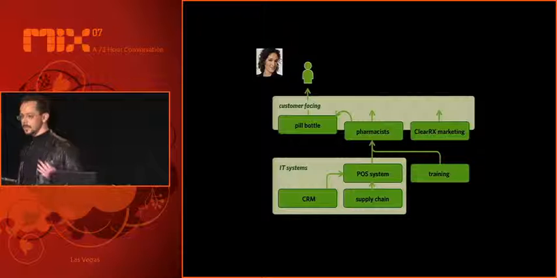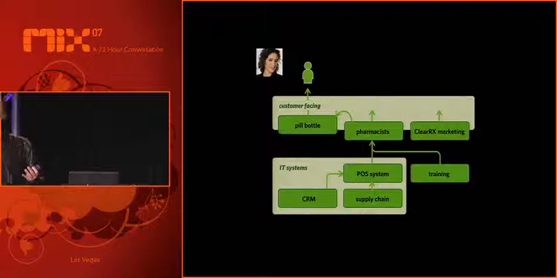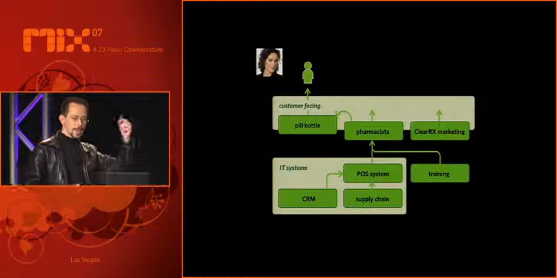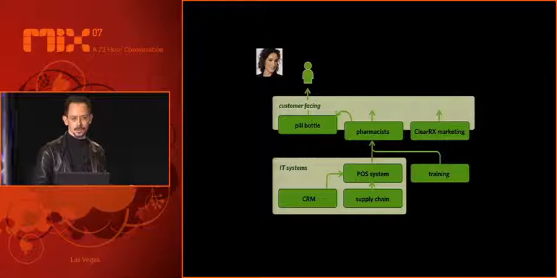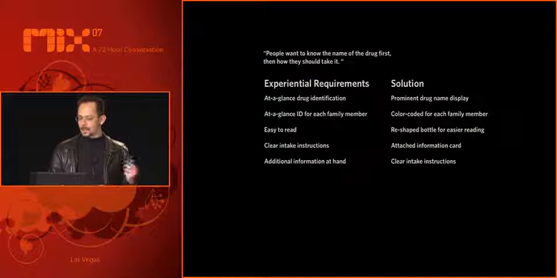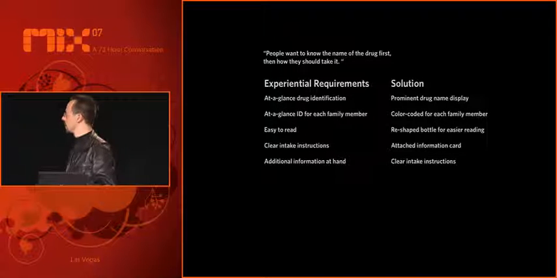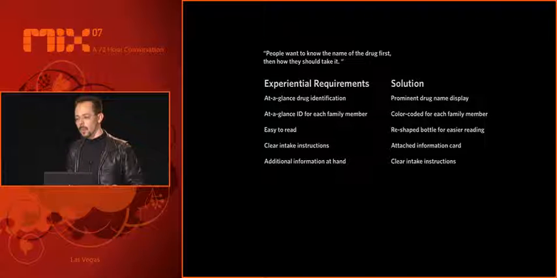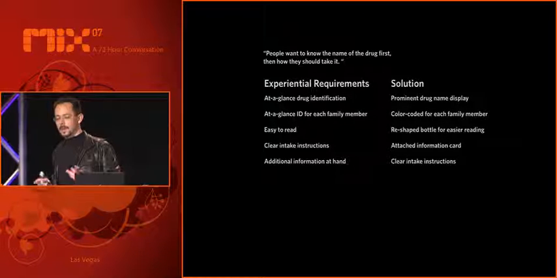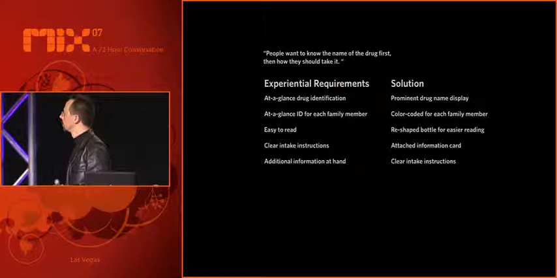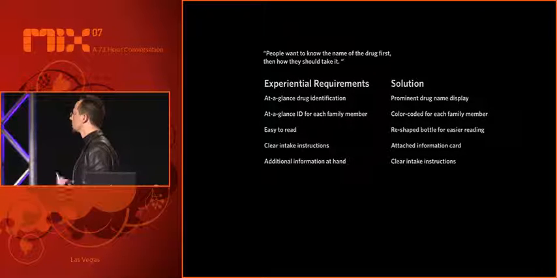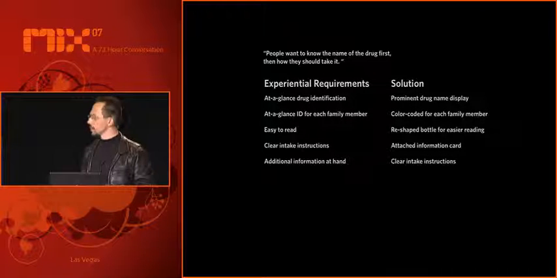So all of this complexity in putting this system together to deliver that end result experience to users. How did they manage it? At the very beginning of the process, she identified a set of experiential requirements that they would need in order to succeed. Easy to read, clear instructions, additional information at hand.